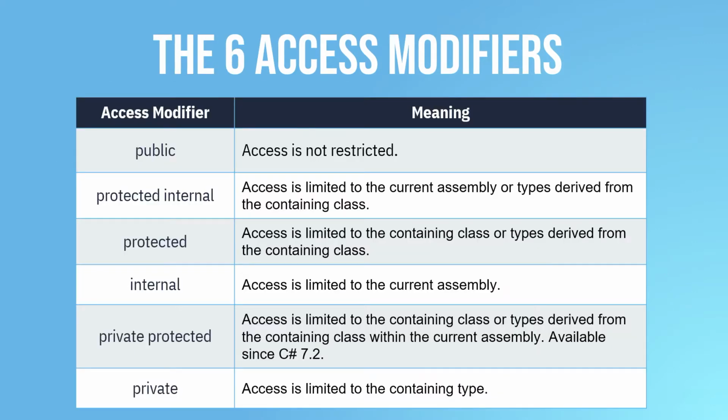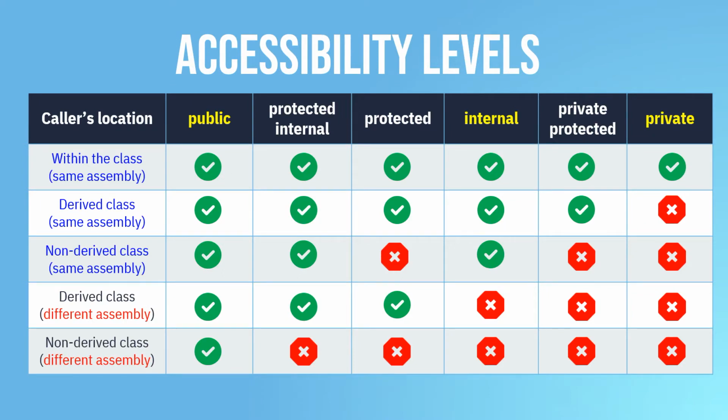The 6 access modifiers include public, protected internal, protected, internal, private protected, and private. Each access modifier defines a different scope of part of your code's access level. I won't read through all these definitions for you. You can bookmark this page and read them later. I have prepared a comparison table for better understanding. This table demonstrated here tells the same story as the last page, but I believe it's much easier to understand.